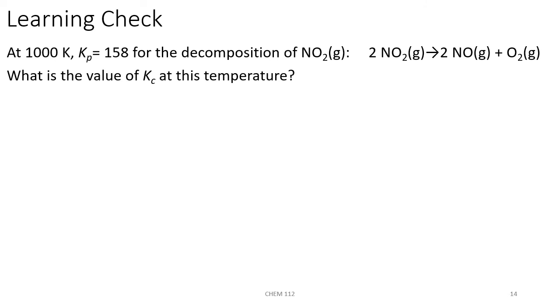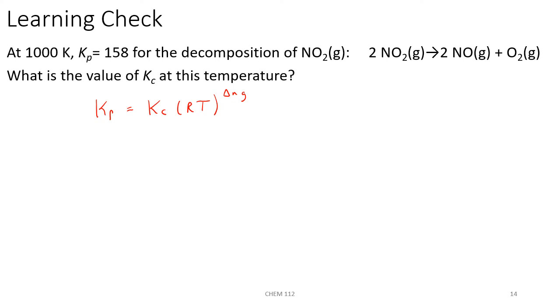Let's try another example. At 1000 Kelvin, K sub P equals 158 for the decomposition of nitrogen dioxide. We have our balanced equation. 2 moles of nitrogen dioxide decompose to form 2 moles of nitrogen monoxide and 1 mole of oxygen gas. What is the value of K sub C at this temperature? So our equation is K sub P equals K sub C times R times T raised to the delta NG.